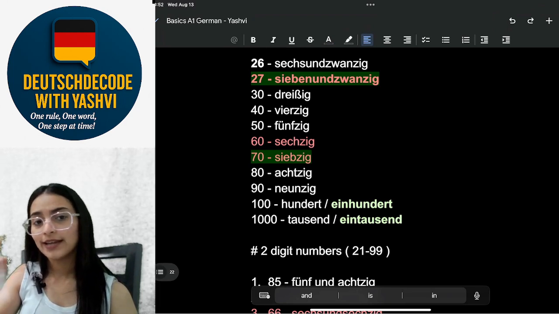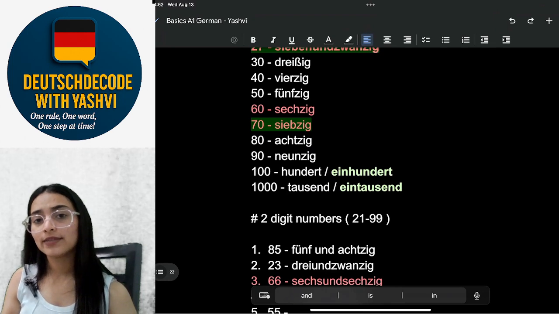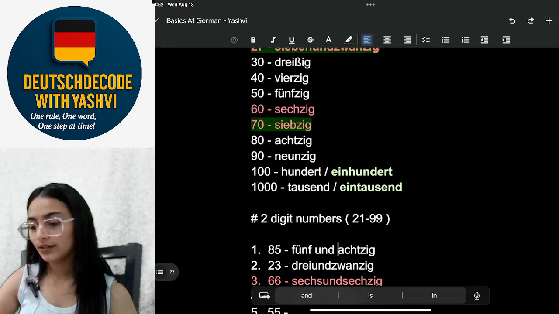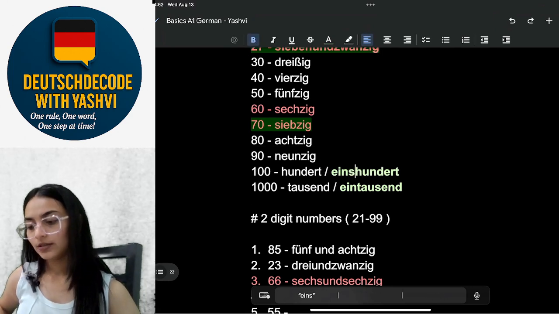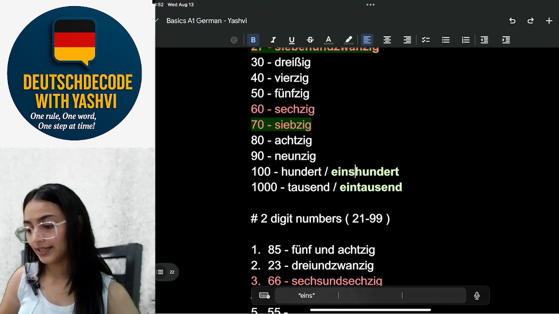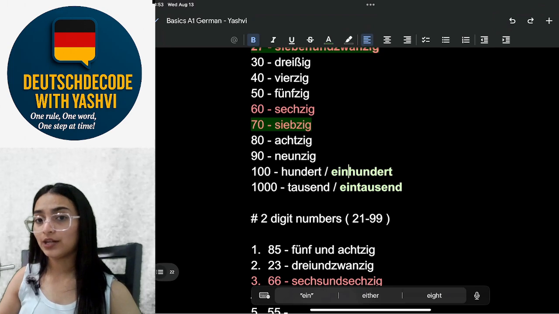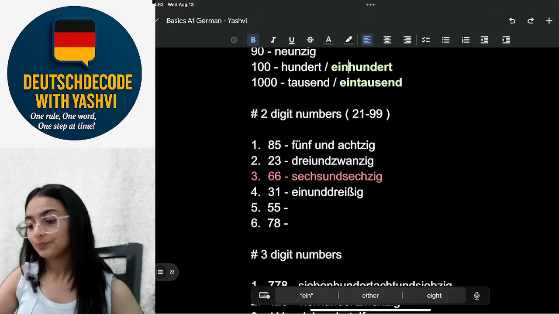8, 9, and everything is just you have to add zish. If you have to say 100, it's 100. Again, for ein, the S is being eliminated. So if you're just writing 1, then it's eins. But if you are writing 100, then it's just 100. That's an exception again. Then it's 1000 and 1000.